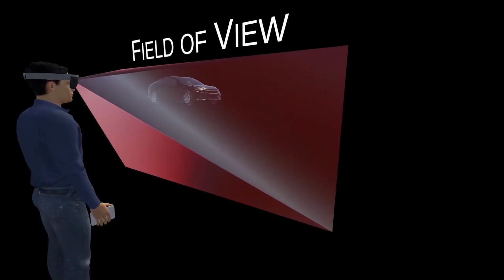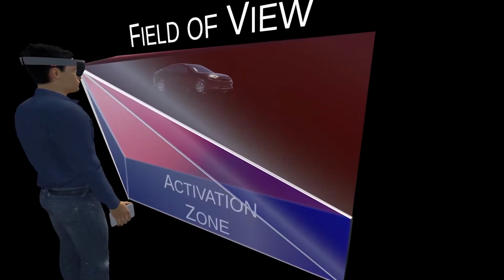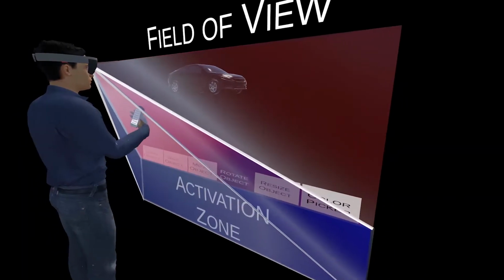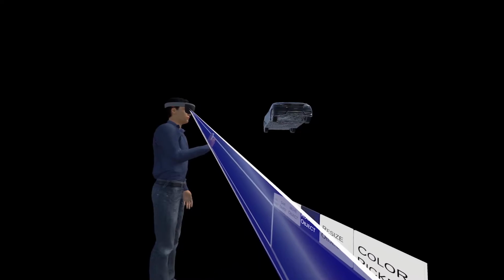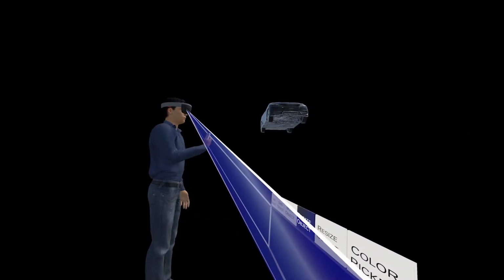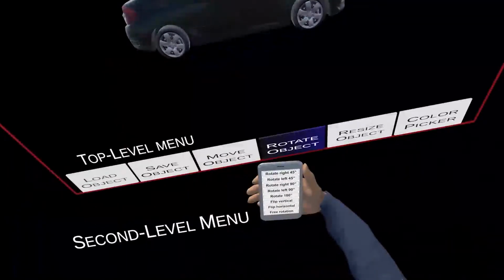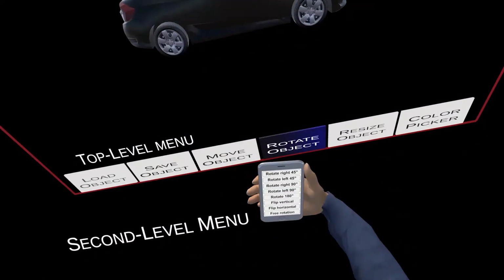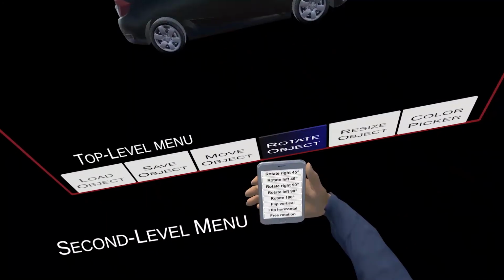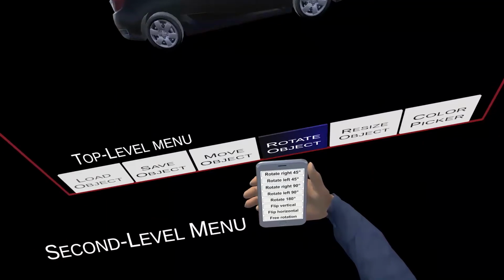To activate the HoloBar, the user brings the smartphone under the field of view and enters what we call the activation zone. The top-level menu is then displayed on the field of view of the HMD and the second-level menu on a smartphone. This layout limits view occlusion on the HMD and allows for a preview of the second-level items.